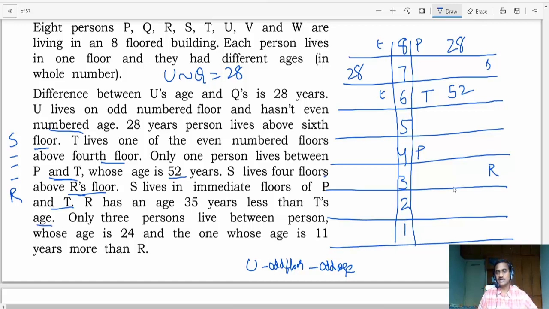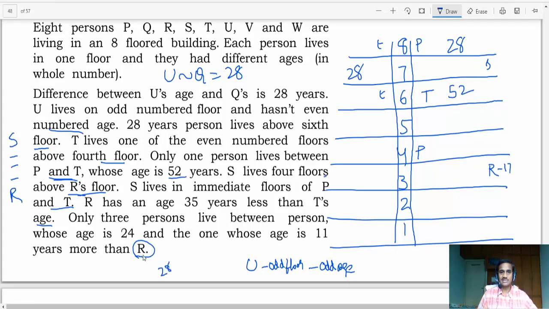R's age ఎంత చెప్పండి? 35 years lesser than T. 52 minus 35, R is 17 years old. Only 3 persons live between the person whose age is 24 and the person whose age is 11 years more than R. R 17 కాబట్టి 17 plus 11, 28.